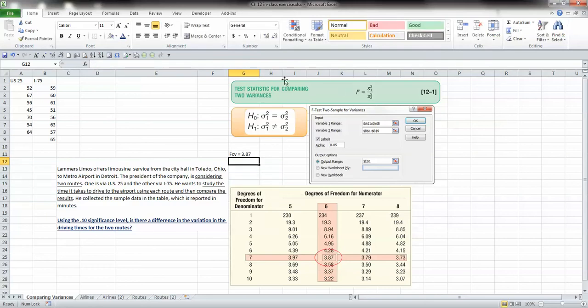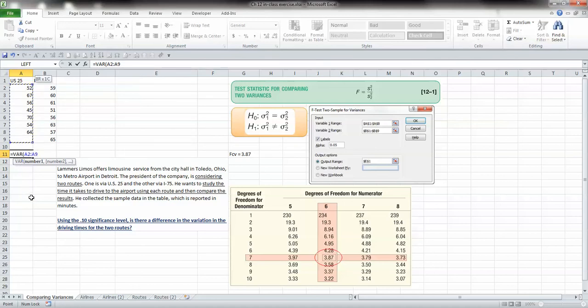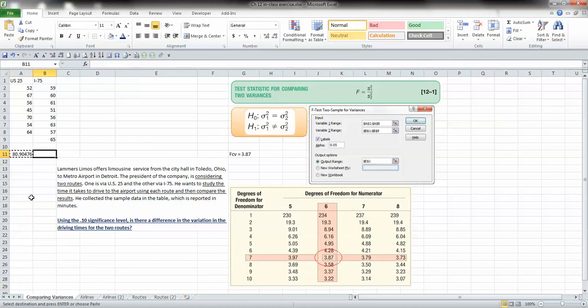So now we use our formula for the F test statistic for comparing two variances, and it's simply the variance of the sample data for the first set of data over the variance of the second set of data. So we can calculate our variances, and we use the sample variance here. I'm including the blank cell, and you'll see why in just a second, so that I can just copy the formula over. And we have the two variances.